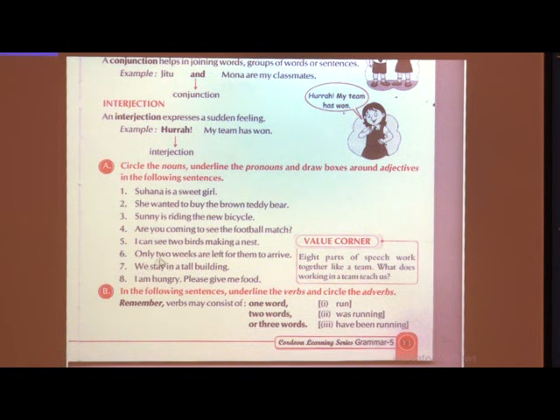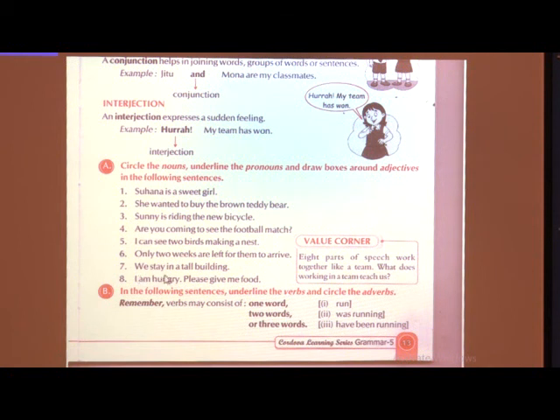Next, only 2 weeks are left for them to arrive. Here, which is a noun? Weeks. Weeks is a noun. Now, 2 is describing how many weeks there are. So, which word is describing the noun weeks? That is 2. This is an adjective. So, you are going to draw a box around this adjective. And which is the pronoun? Them. So, underline this word them.